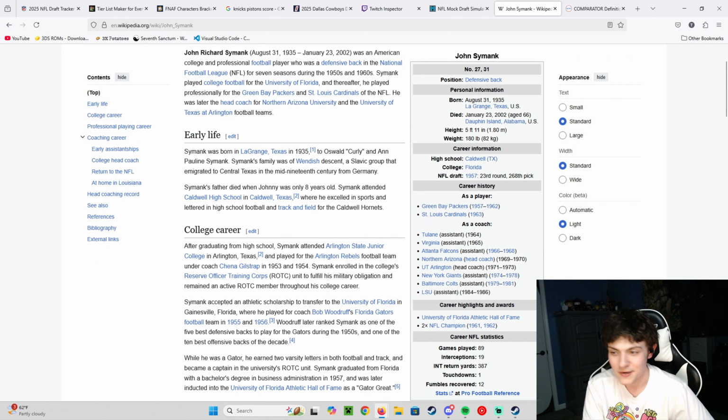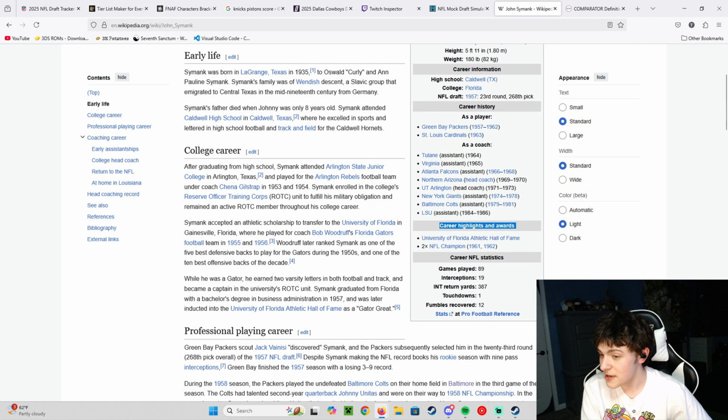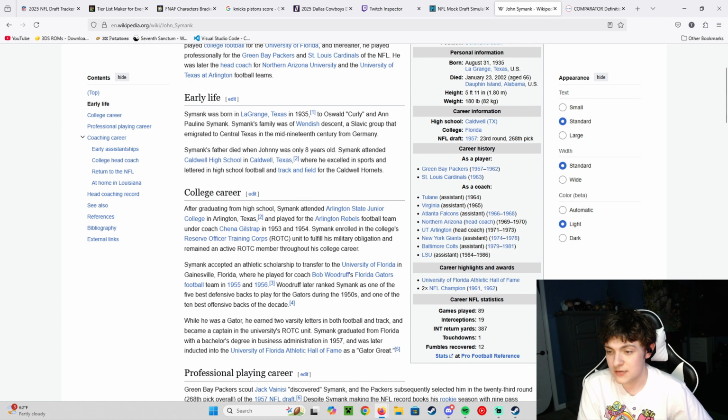That's unfortunate for you. What was he? 2-time NFL champion for the Packers. Good on him. He had 19 picks? 387 return yards? 1 TD? 12 fumbles recovered? This guy was not bad. This is a good cornerback.